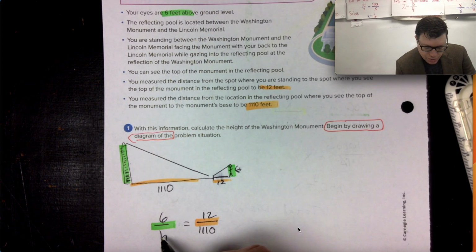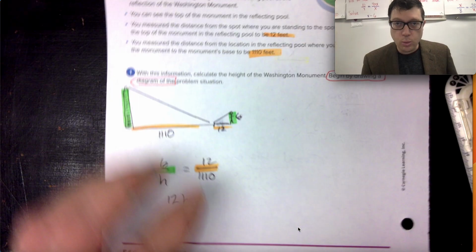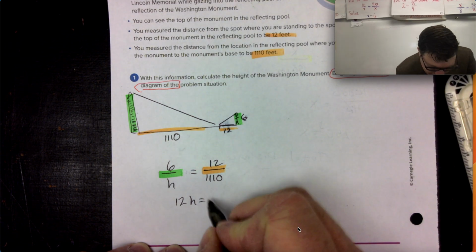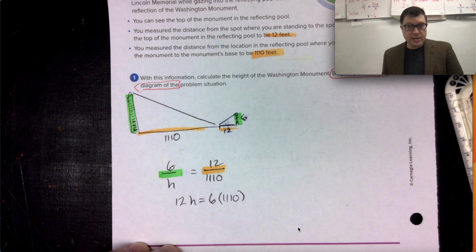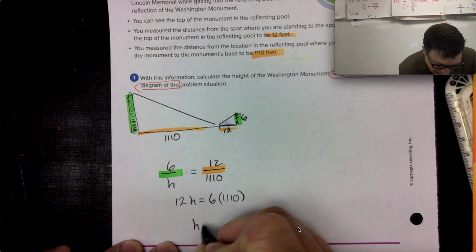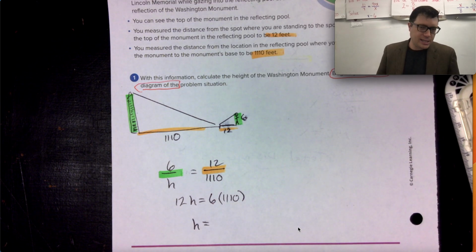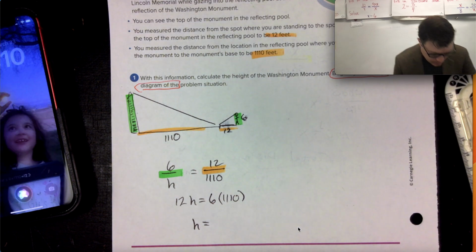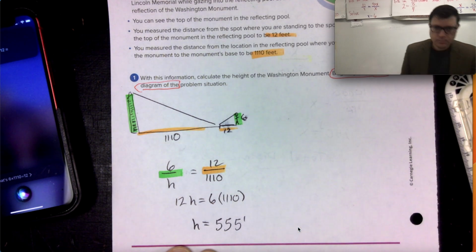So that would be 12h. That's multiplying both sides by h and by 1,110. On the other side, we will have 6 times 1,110. Then I'm going to divide both sides by 12 to give me h equaling this. Hey Siri, what's 6 times 1,110 divided by 12? 6 times 1,110 divided by 12 is 555.